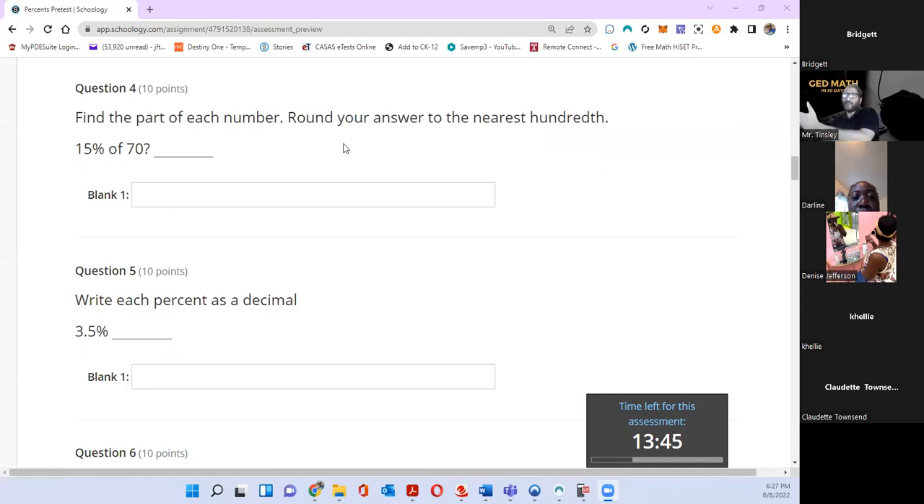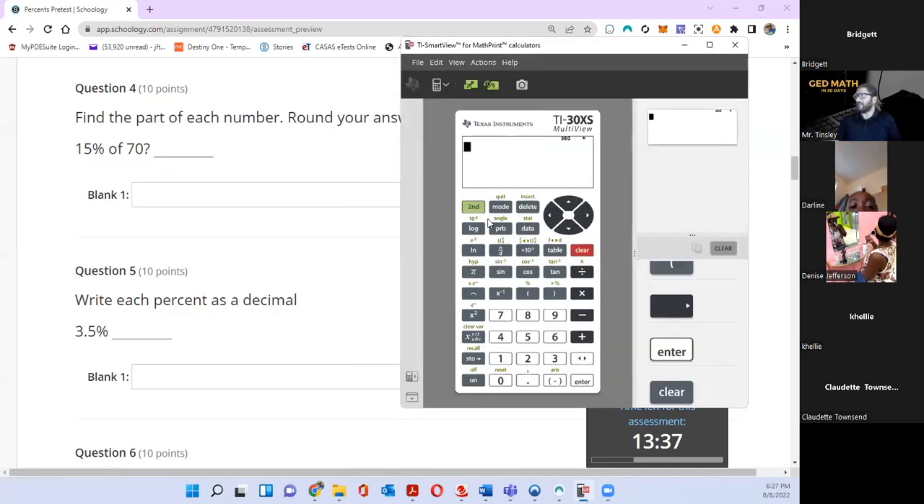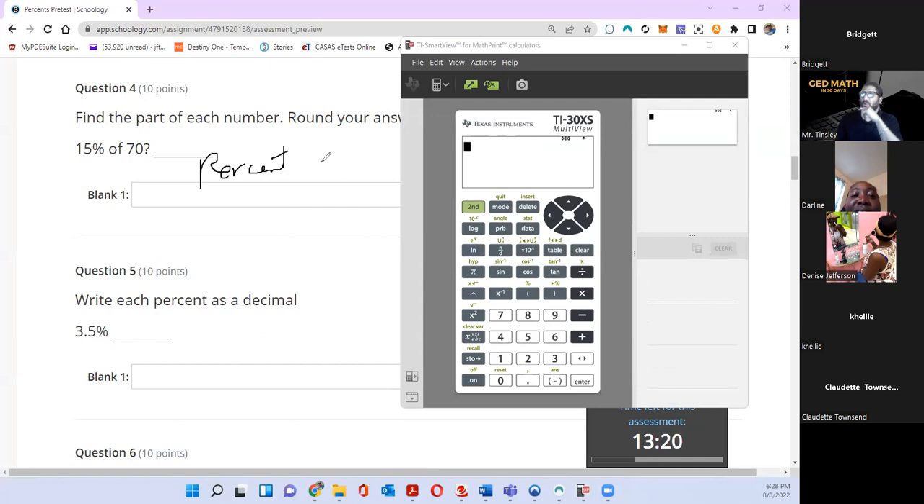Find part of each number. What's 15% of 70? How would I do that? 15 over, 15 divided by 70. Nope. No. Nope. So remember, percent equals part over whole. Are we trying to find the percent? No, they gave it to us. So this is not the equation we want to use.